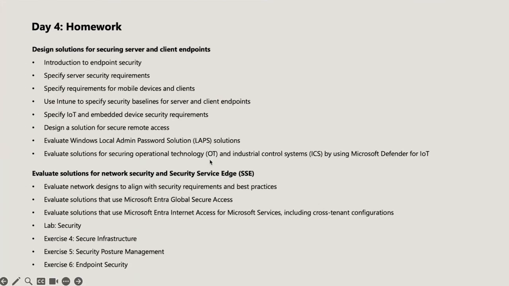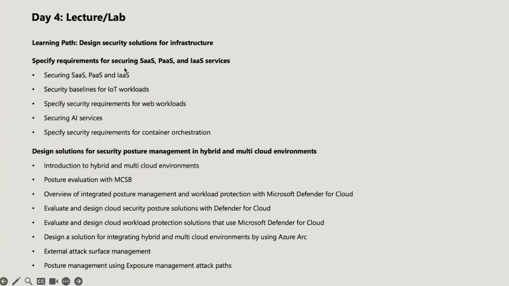So that's all for today's discussion. And if I summarize what we have covered today, we covered specifying requirements for securing SaaS, PaaS, and IaaS services, what comes in shared responsibility, what we have in IaaS and PaaS related security recommendations, what we have in IoT services, how we can secure AI services. These are all recommendations related to containers as well. These are all things we were discussing.